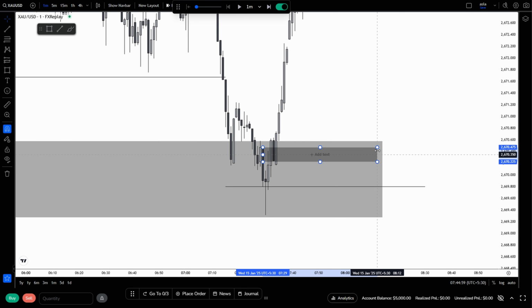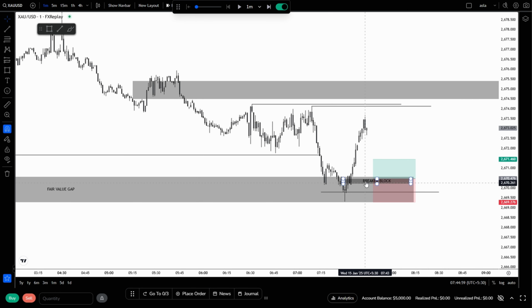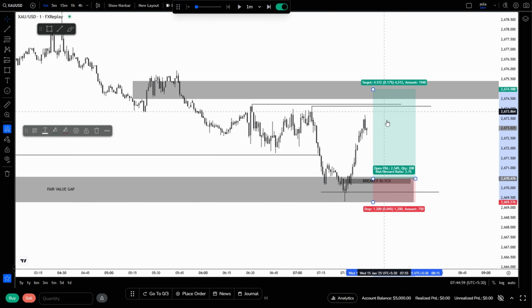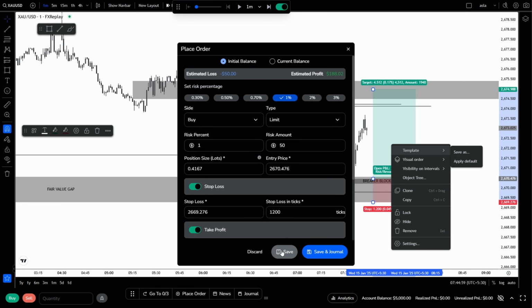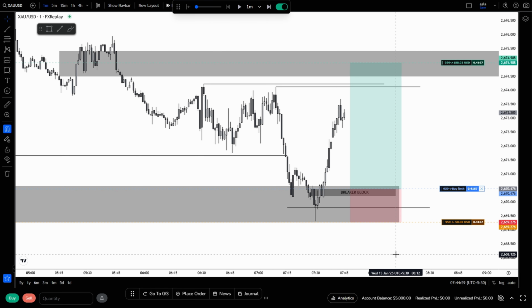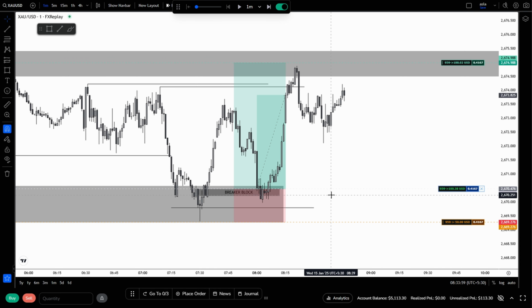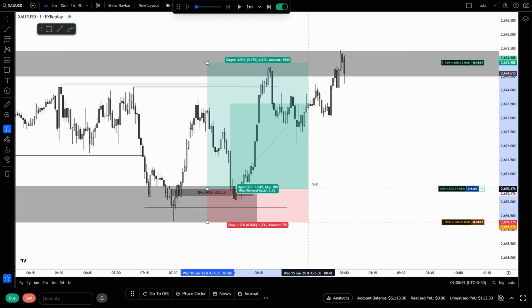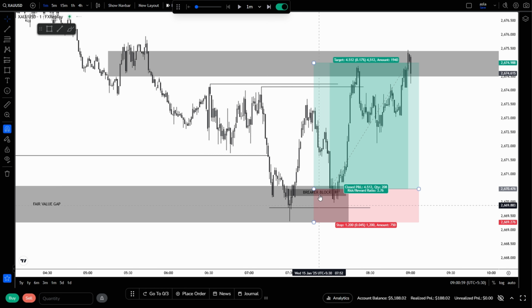On the 1-minute chart, we can see the formation of a breaker block. This breaker block serves as our entry model, providing higher precision and a higher probability setup. After placing the entry at the breaker block, setting the stop loss below the relevant low, and targeting our draw on liquidity, you can see how cleanly price moves toward the target. The move is direct and efficient, reaching the draw on liquidity without unnecessary retracements.